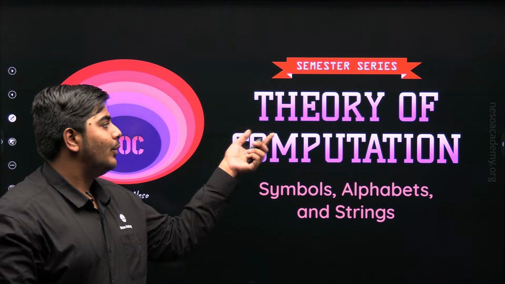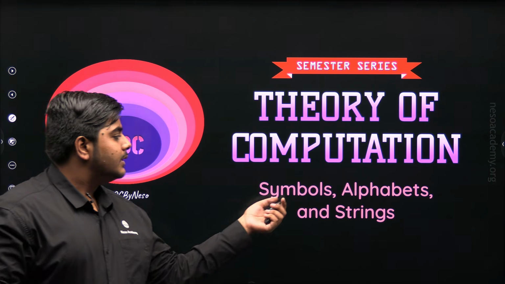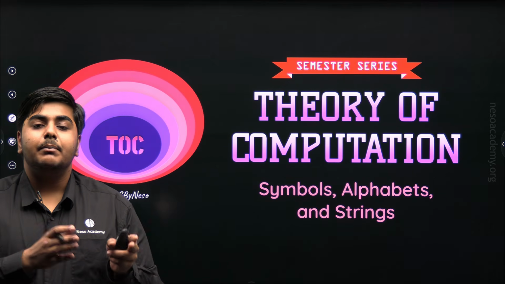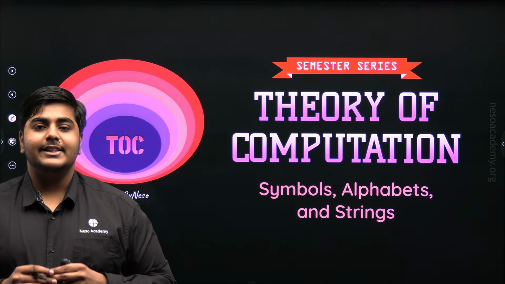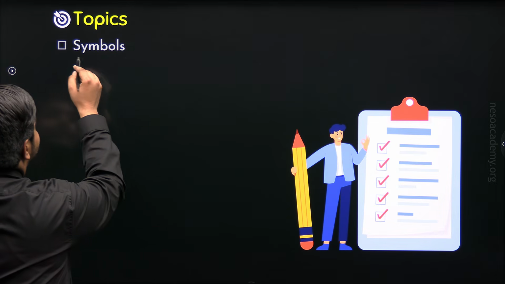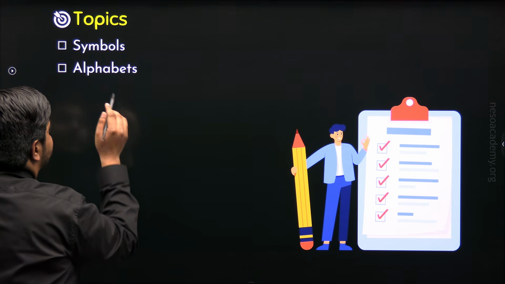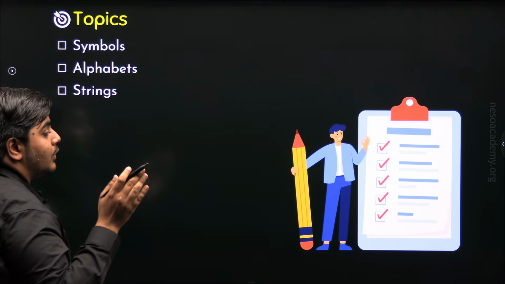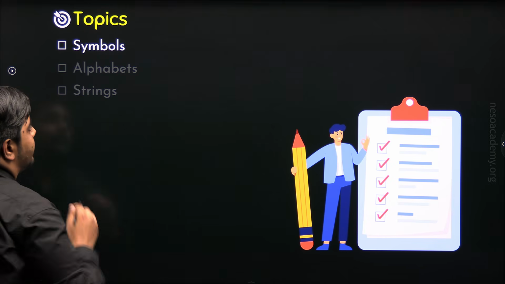We are learning theory of computation, and in this lecture, that is symbols, alphabets and strings, we are going to understand the building blocks of ToC. So without any further delay, let's see all the topics of this lecture. Our first topic is symbols. Our second topic is alphabets. And the third and the last topic is strings. So let's start with our very first topic, that is symbols.